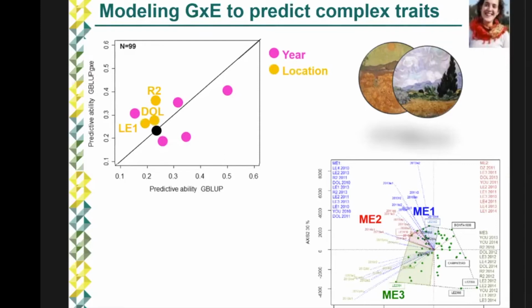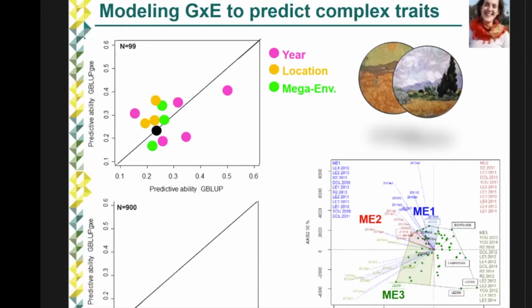If we do it by location and modeling the correlation across years, this was better because most of the G by E was year to year variability. If we do it for the mega environment, the results were not very conclusive. They were very close to that 45-degree line.